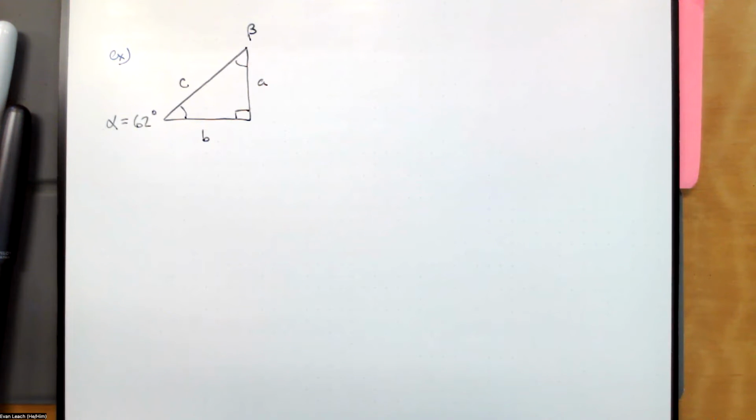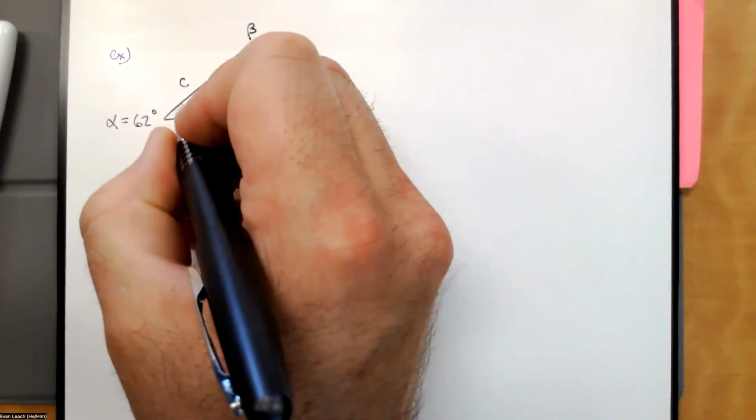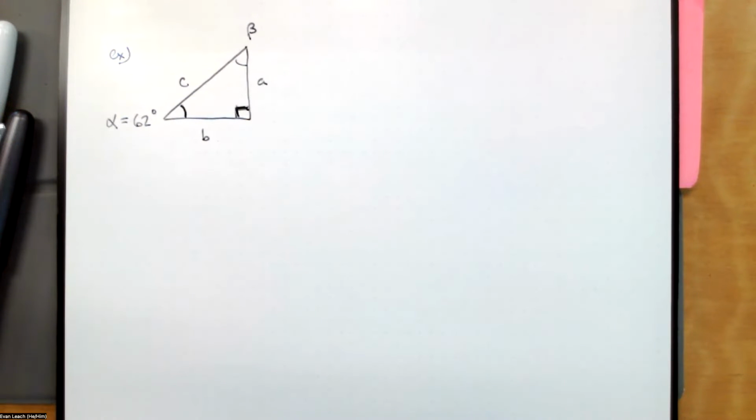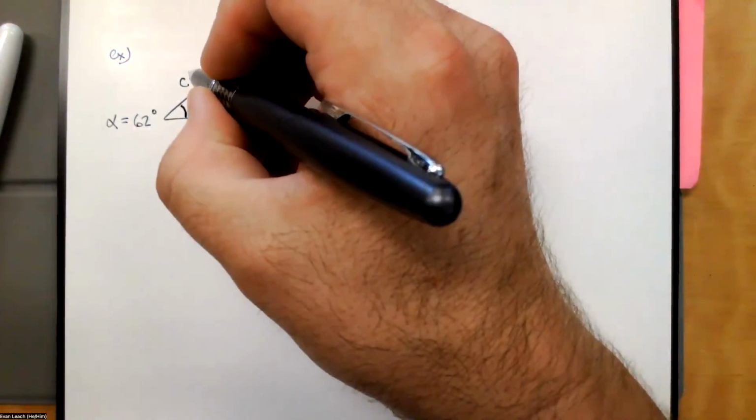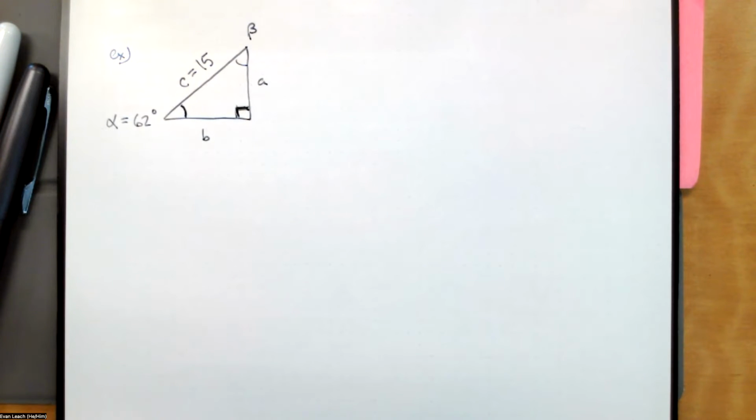Here's an example of a solving right triangles problem. I have to give you one more part. I've given you a right triangle. That's one part. I've given you this angle, 62 degrees. And I have to give you one of the sides. I think side C is equal to 15. So I've given you three pieces of this triangle, the right angle, a 62 degree angle at alpha, and a hypotenuse of 15. Our job is going to find the remaining three parts, side A, side B, and angle beta.